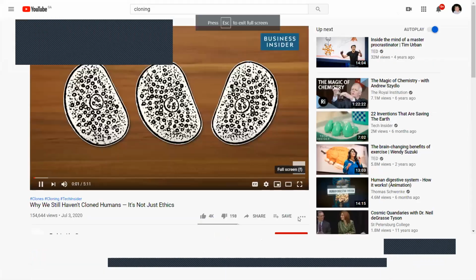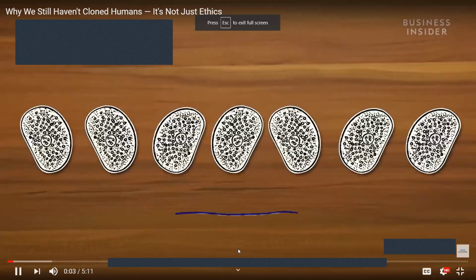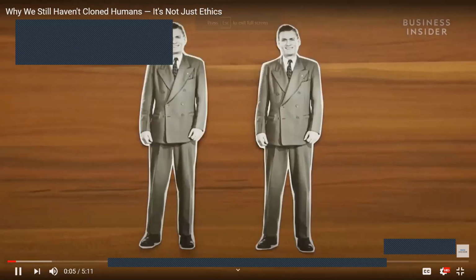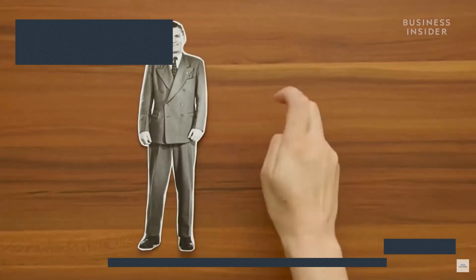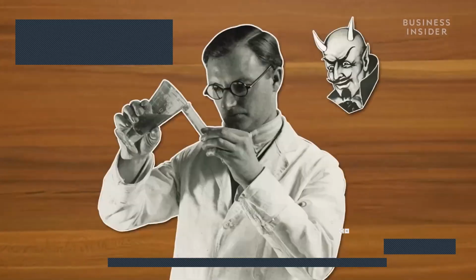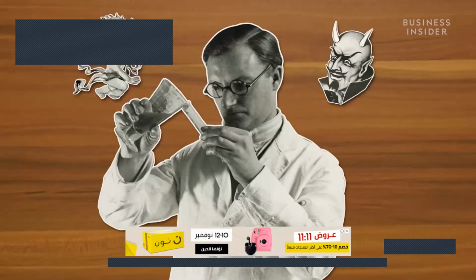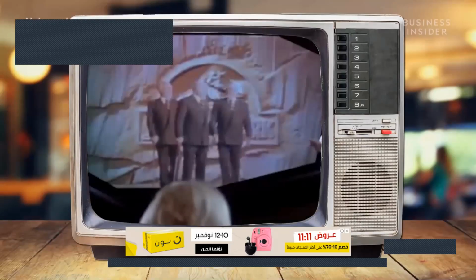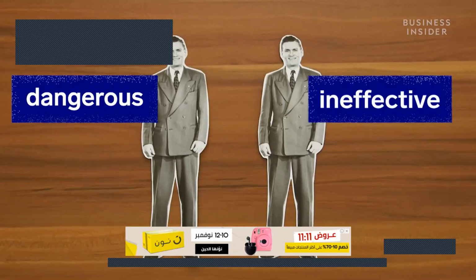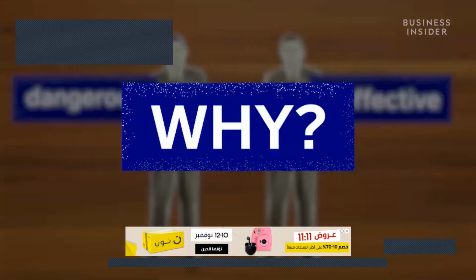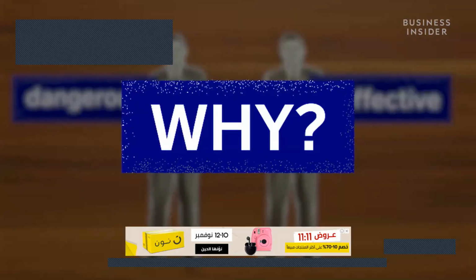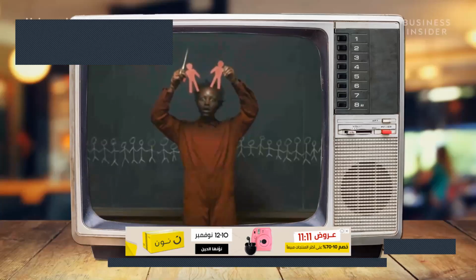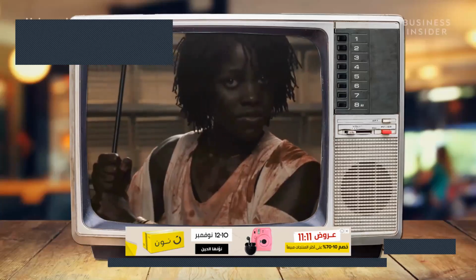We've been able to clone human embryos for about 7 years. But as far as we know, no one's actually cloned a whole person. Turns out, ethics aren't the only thing holding scientists back. Cloning isn't the sci-fi marvel we think it is. It can be dangerous, often ineffective, and most of all, we just haven't thought of a good enough reason to do it. So here's why you'll probably never have to fight your evil clone.